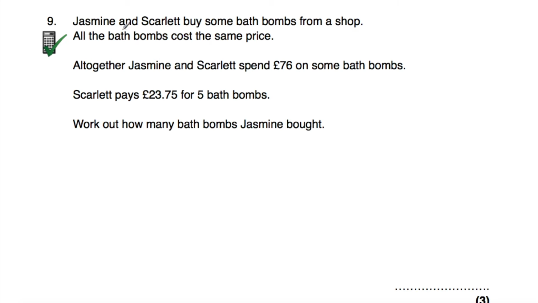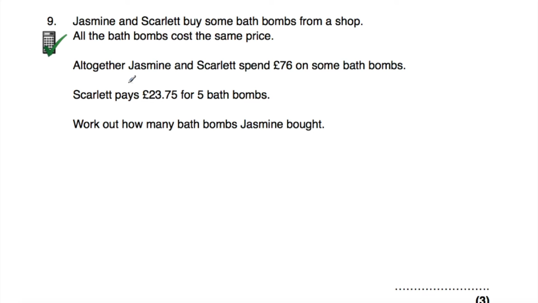Okay, so let's have a look at our next question, question number 9. So question number 9 says, Jasmine and Scarlett buy some bath bombs from a shop, and all the bath bombs cost the same price. Altogether, Jasmine and Scarlett spend £76 on some bath bombs. Scarlett pays £23.75 for 5 bath bombs, and the question says, how many bath bombs has Jasmine bought? Okay, so in terms of this question, we know that they pay £76 altogether.